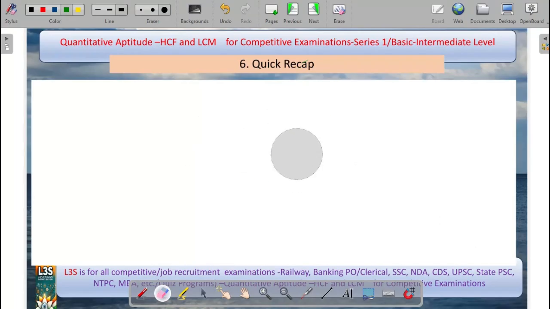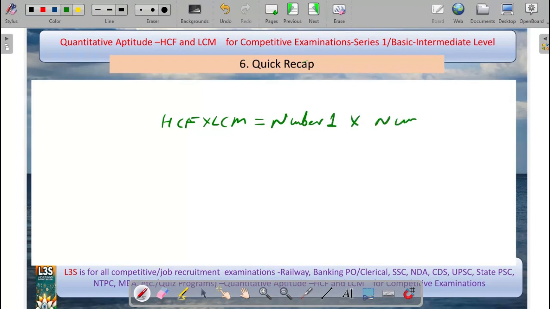Now some important formulas are there. HCF into LCM is equal to the product of the two numbers, if it is two numbers. So the HCF and LCM of two numbers multiplied is equal to the product of the two numbers. This is one important formula. If we know the HCF and the two numbers, we can find out the LCM. Similarly, if we know HCF, LCM and one number, we can find out the other number.